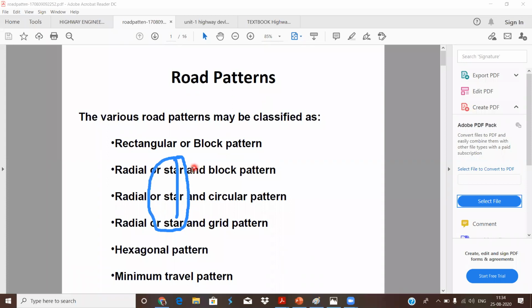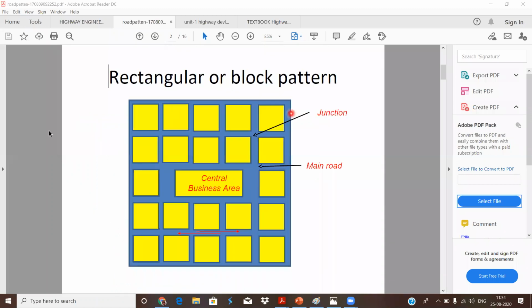Neglect the star pattern. You have to remember only the rectangular block pattern, radial and block pattern, radial and circular pattern, radial and grid pattern, hexagonal pattern, and minimal travel pattern. So these are the different types of patterns. We will discuss them one by one in detail. First one, the rectangular or block pattern.